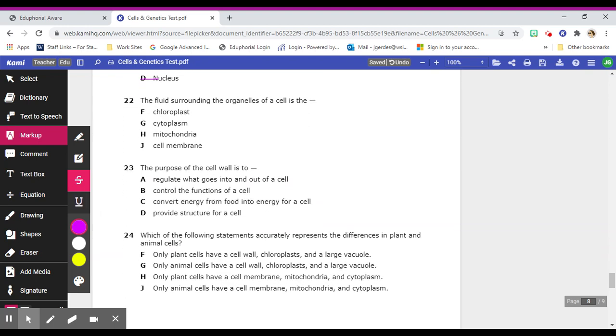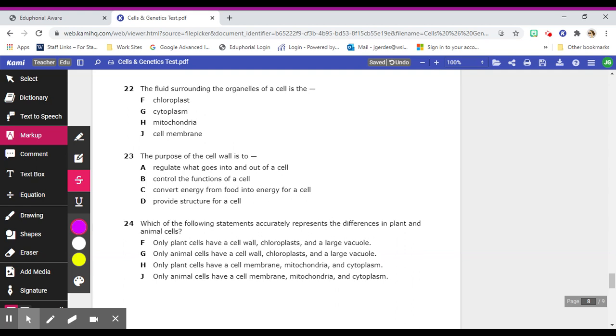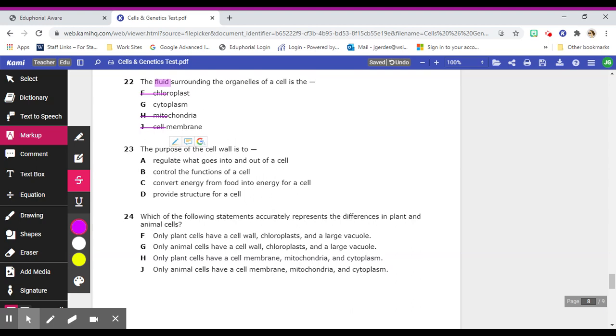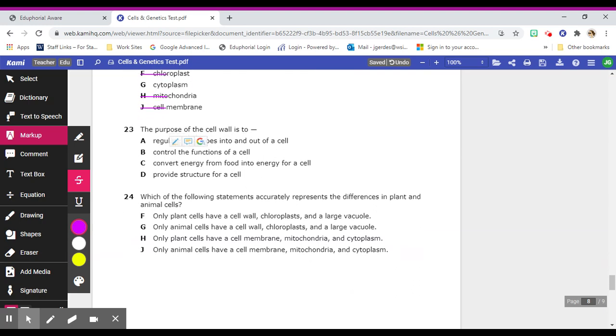22, the fluid that surrounds the organelles. So this time I'm looking for the fluid. That sounds like the jelly. So I'm going to cross out the chloroplast because that's the green kitchen. I'm going to cross out the mitochondria, which is the powerhouse. And I'm going to cross out the cell membrane, which is the fence gate. Okay, so 22 should have been G.